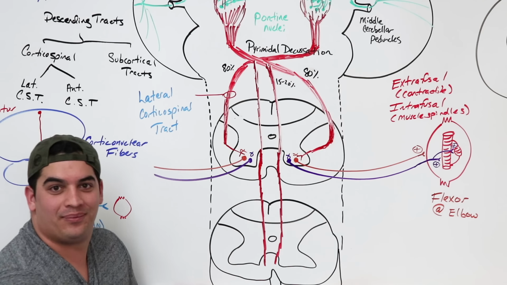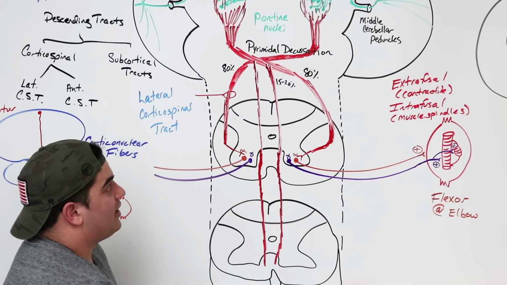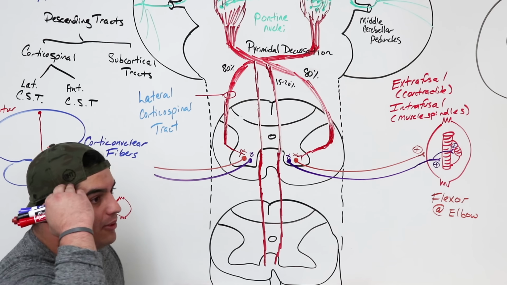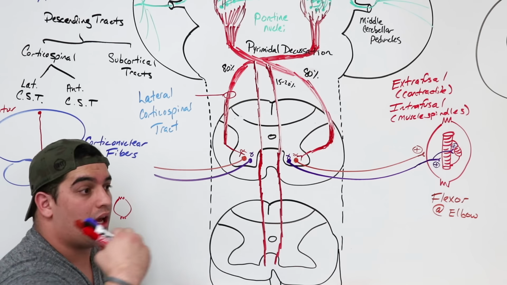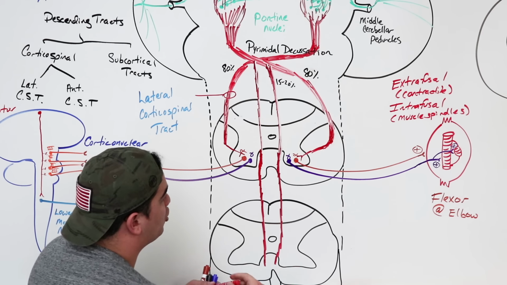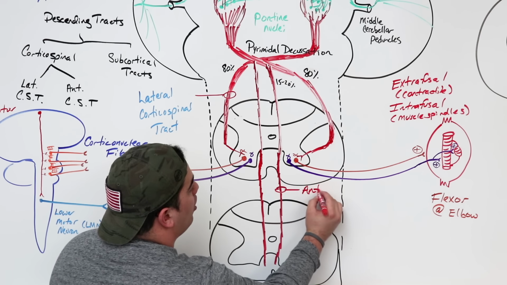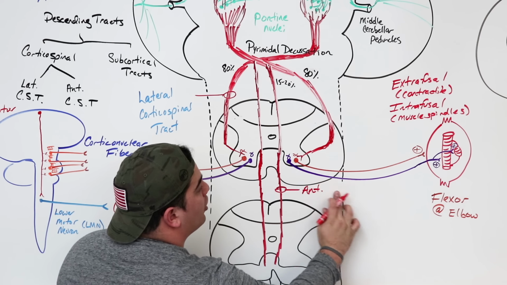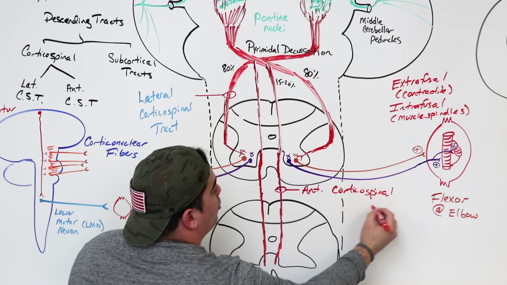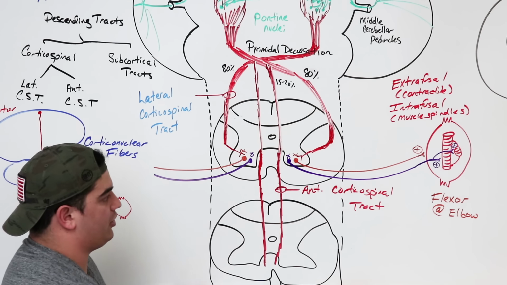Here's where it gets tricky. It's never always that simple, right? These guys have to cross. We have to have pretty much most of the fibers from one part of the cerebral cortex going to the opposite limb. So now, this tract right here, what was this tract here called, guys? This was called the anterior or ventral corticospinal tract. And we said that this was going more for the axial musculature.